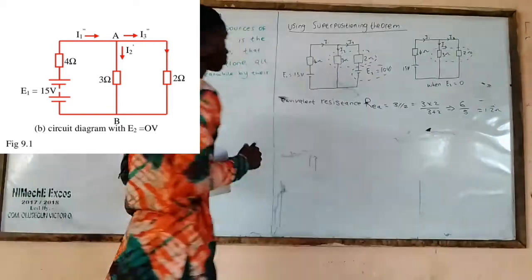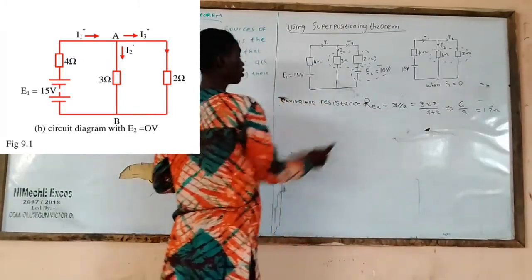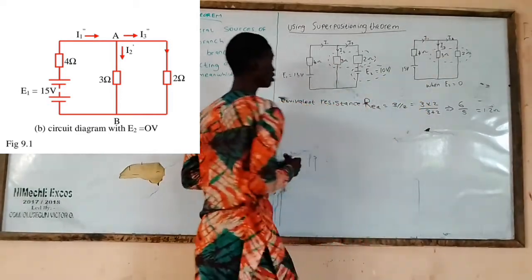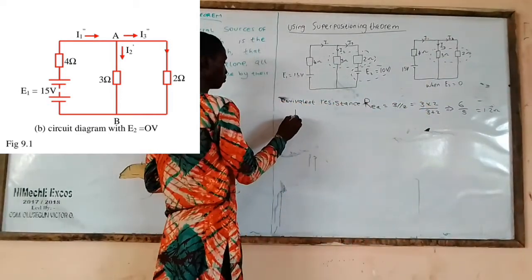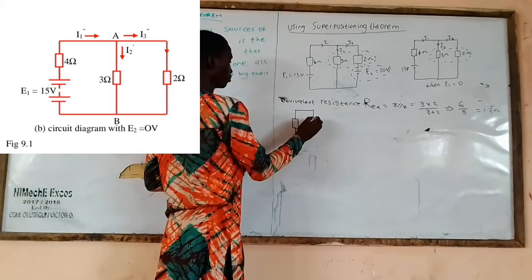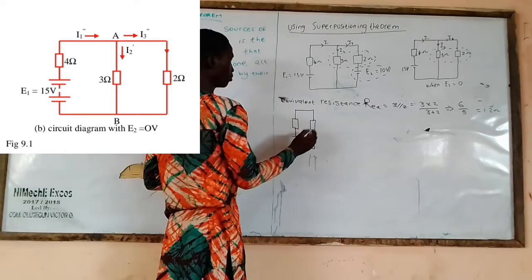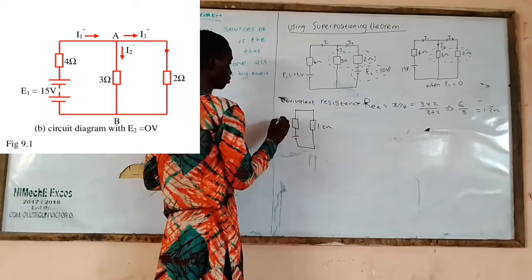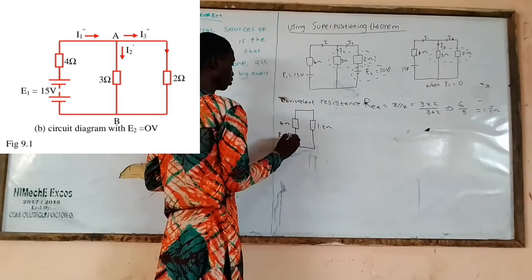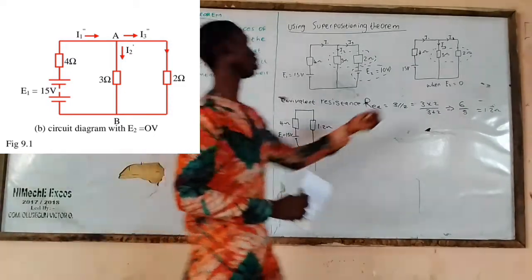With that, we have gotten our parallel resistance, our equivalent resistance. That means these two are now merged together. I want to redraw this circuit. This is how it looks now. So these are joined together here.